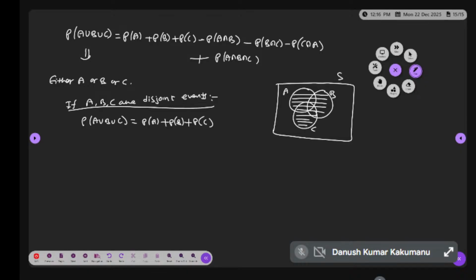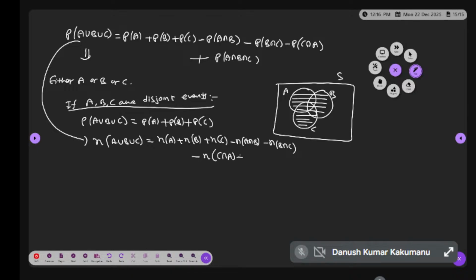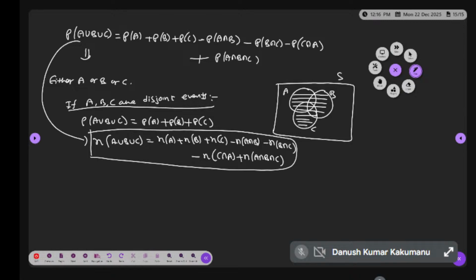Same formula in Venn diagrams of your aptitude. How are they writing the same formula in Venn diagrams? N of, in terms of numbers. N of A union B union C is what? N of A plus N of B plus N of C minus N of A intersection B minus N of B intersection C minus N of C intersection A plus N of A intersection B intersection C. So this formula is in terms of the numbers, and this one is in terms of the probability.